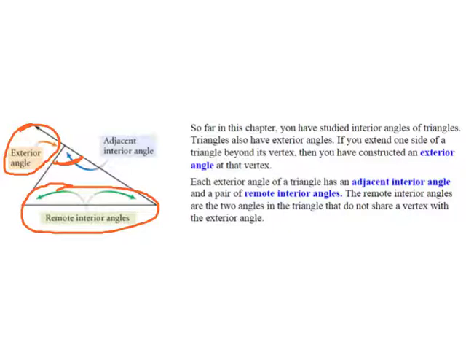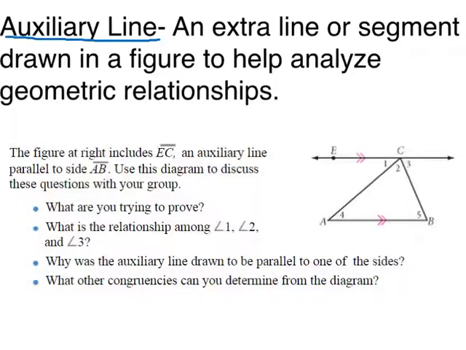So each exterior angle of a triangle has an adjacent interior angle and a pair of remote interior angles. The remote interior angles are two angles in the triangle that do not share a vertex with the exterior angle. Alright, let's look at one more note, get to some examples.